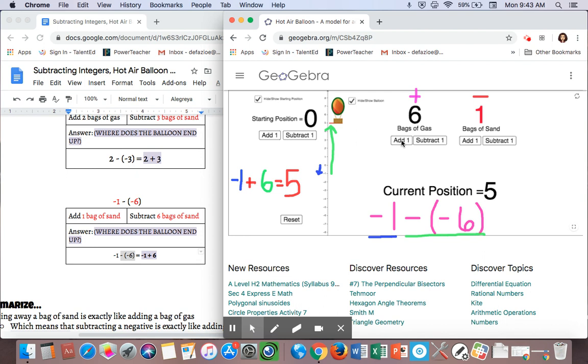Notice how it took the same exact path. I went down 1 because I'm adding 1 bag of sand here, and then subtracting away 6 bags of sand is the exact same thing as adding bags of gas. Subtracting negative 6 is the same thing as adding positive 6. Again, we're going to be looking at this a lot more in the future. This is just a little introduction here.